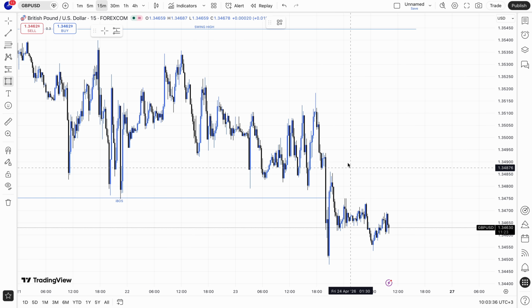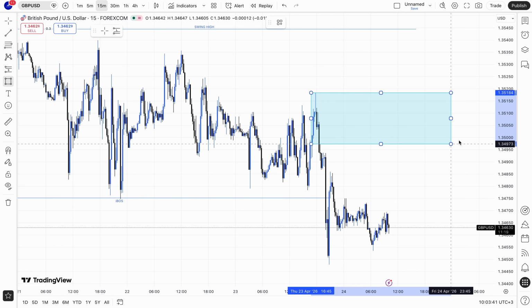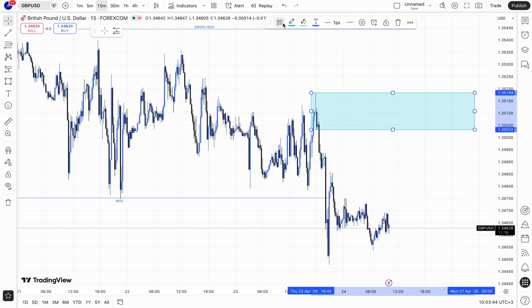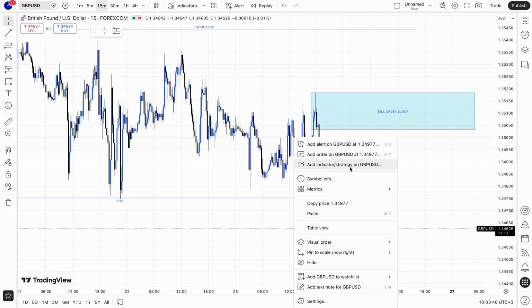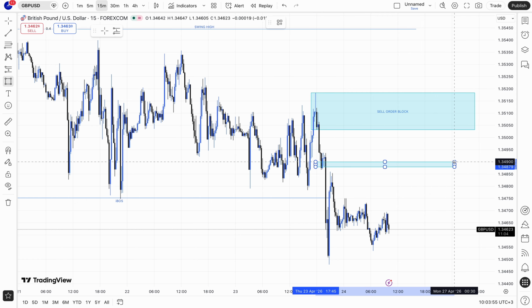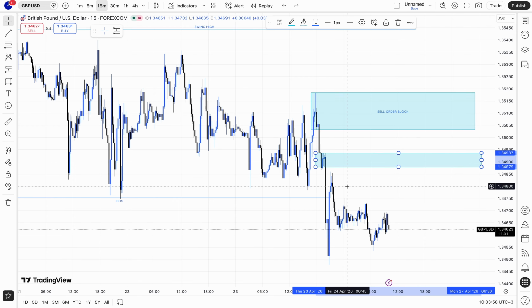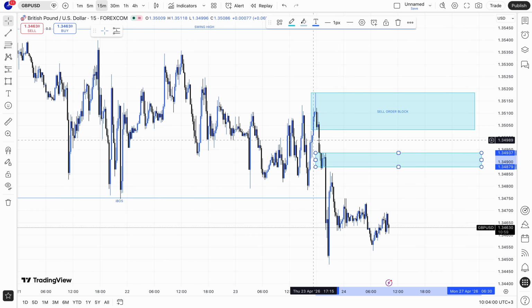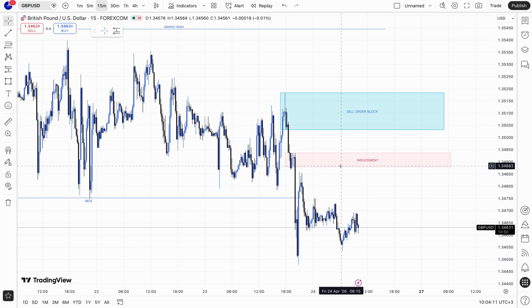We have the first one. You can see that we have our first order block, bearish order block, and the second bearish order block is here, but this is an inducement. You can see it. Why is it an inducement? It was the last candle that led to the break of structure to the downside, but we have our fair value gap here and plenty of liquidity here. That means this is an inducement.